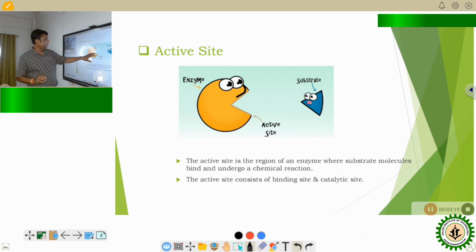Okay, so here you see, this is the site at which the substrate attaches, called the active site or substrate binding site. Suppose this one is an enzyme and this one is a substrate. The structure of this substrate is analogous to this site, so it can easily fit inside. That is called the active site, and it is the most important site as far as the enzymatic reaction is concerned.